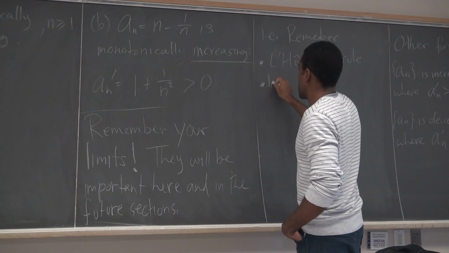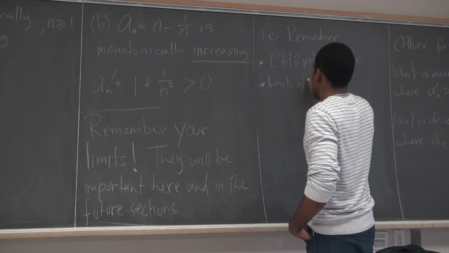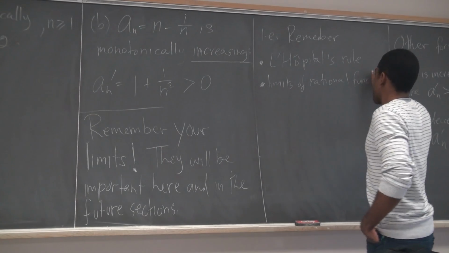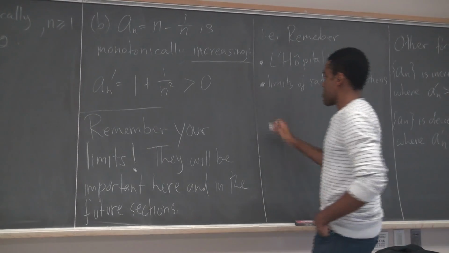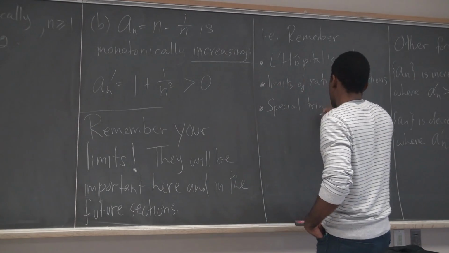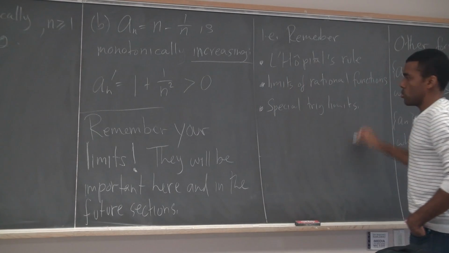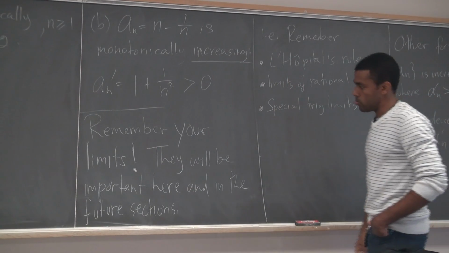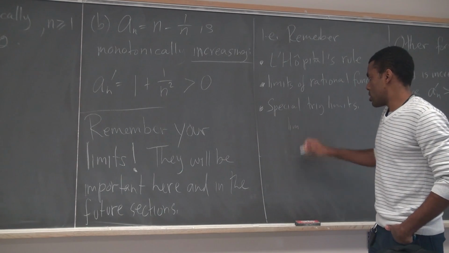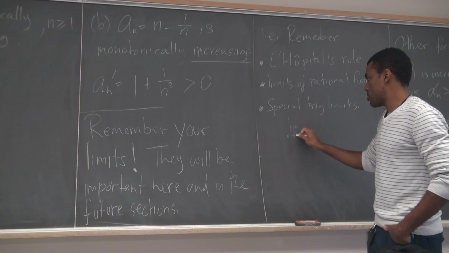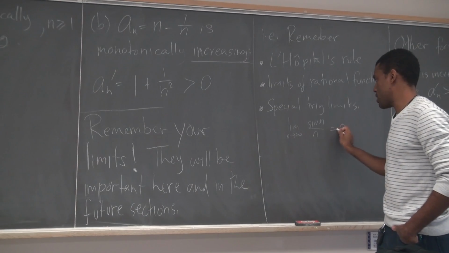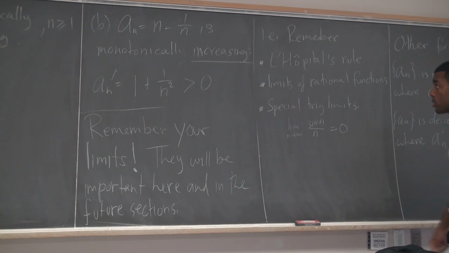Things like limits of ratios of rational functions, ratios of polynomials. Things like the special trig limits, which we've also been using earlier when we're actually doing limits. So those are things like the limit of sine n over n equals 0. Things like that you shouldn't really bat an eye to figure out.